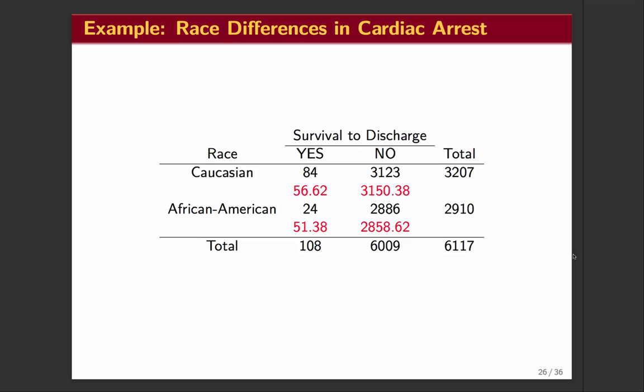So, what do you guys think? Before we actually go through and look at the chi-squared test statistic, based on what you see here, do you think it's evidence of dependence or not? The point is, it's very difficult to just eyeball it.